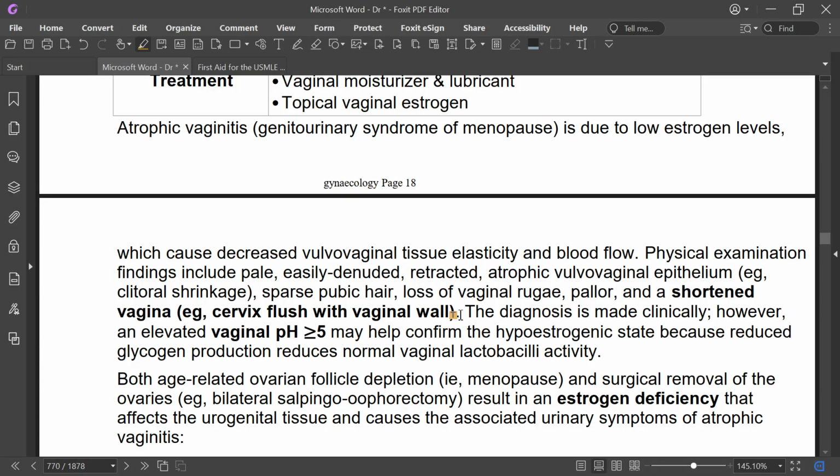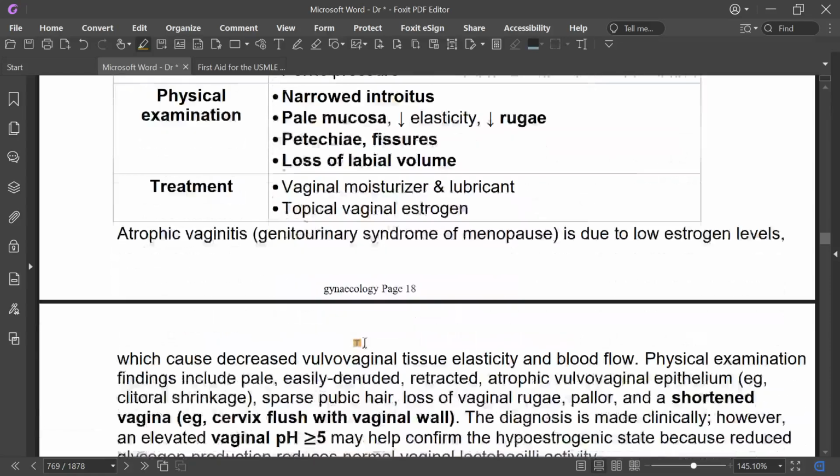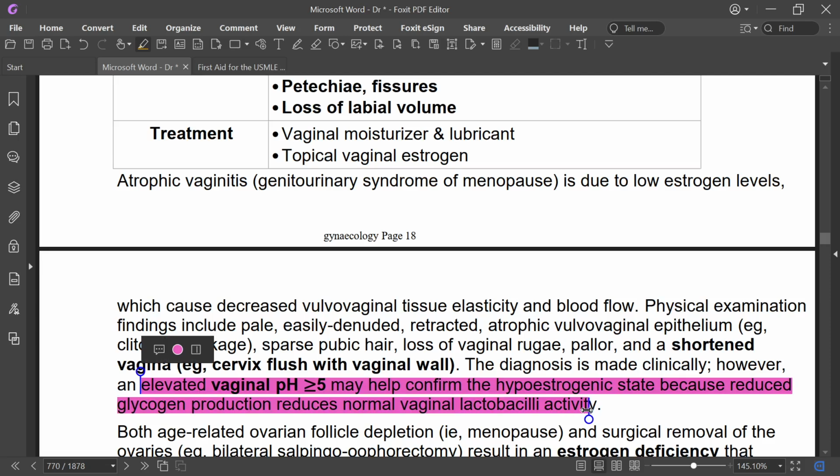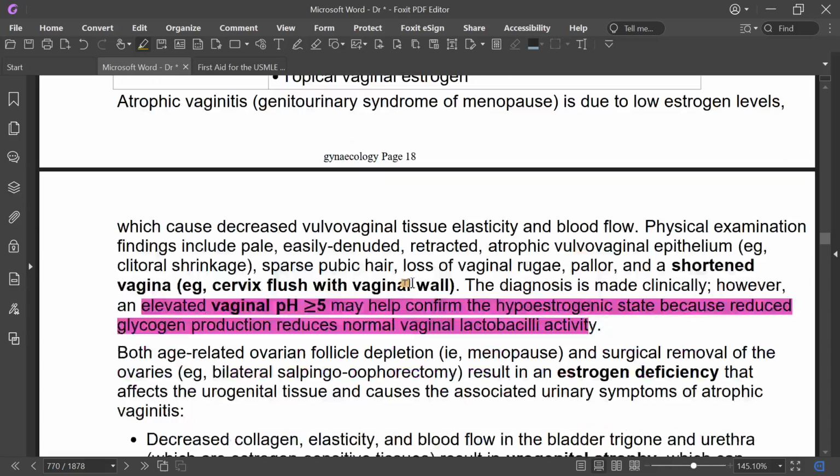The diagnosis is made clinically. However, an elevated vaginal pH of more than 5 helps to confirm the hypoestrogenic state, because reduced glycogen production reduces normal vaginal lactobacilli activity.